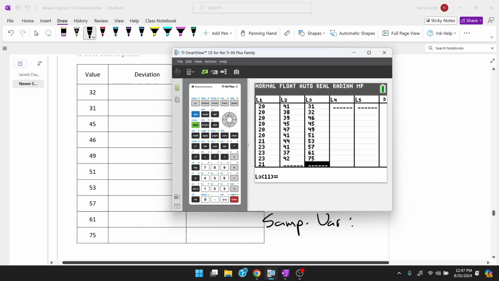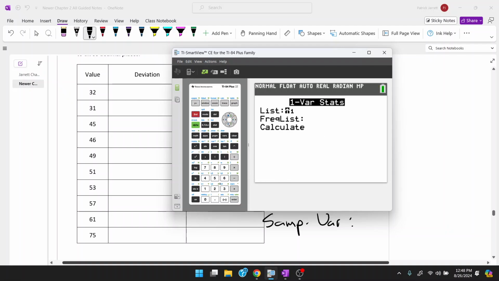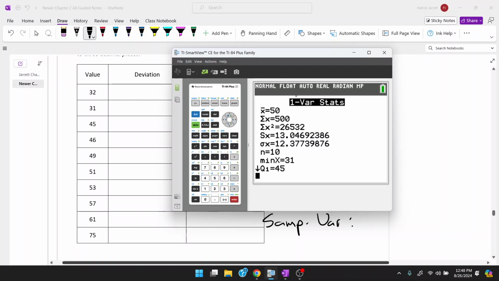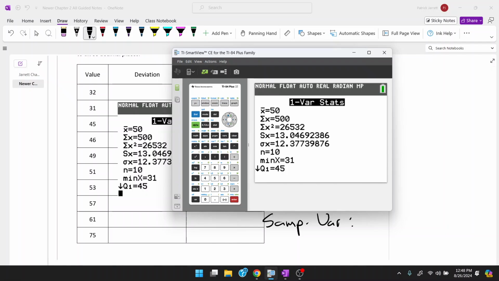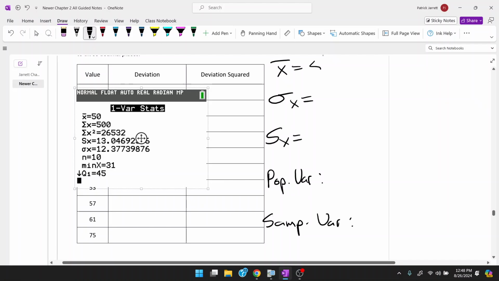It used to be I would have you figure out all the deviations and all that by hand, but it's really unnecessary. So I'm going to do this for list 3. And we see that the mean is going to be 50. Now, the population standard deviation is 12.38. The sample standard deviation is 13.05.